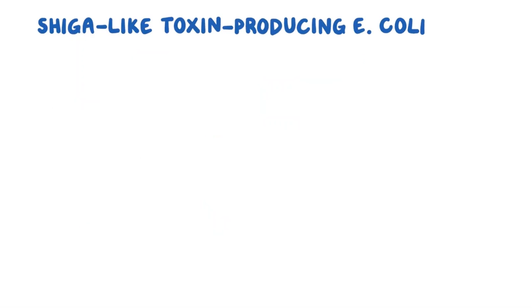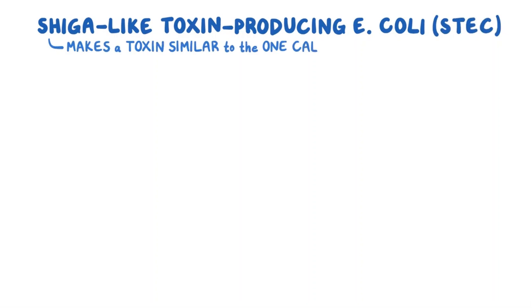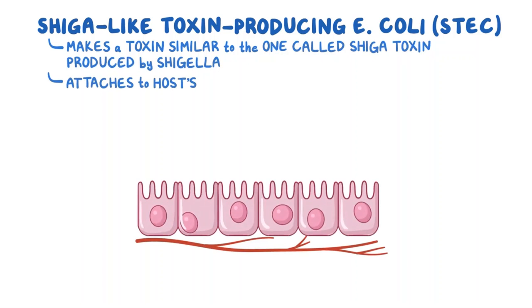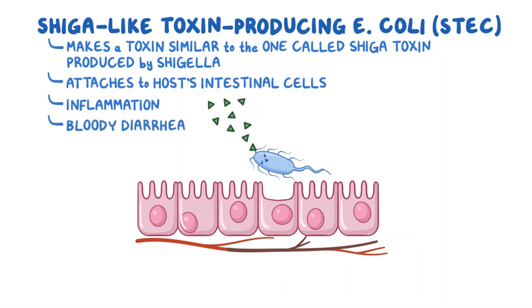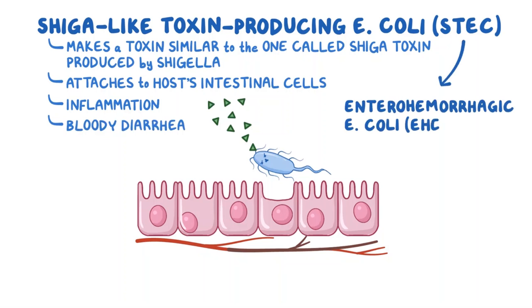So first, Shiga-like toxin-producing E. coli, or STEC, is called that because it makes a toxin similar to the one called Shiga toxin produced by Shigella. STEC attaches to the host's intestinal cells and then starts releasing toxins that cause injury to intestinal epithelium and underlying blood vessels, resulting in inflammation. This makes fluid and blood leak into the intestinal lumen, resulting in bloody diarrhea. That's why some people refer to it as enterohemorrhagic E. coli, or EHEC.